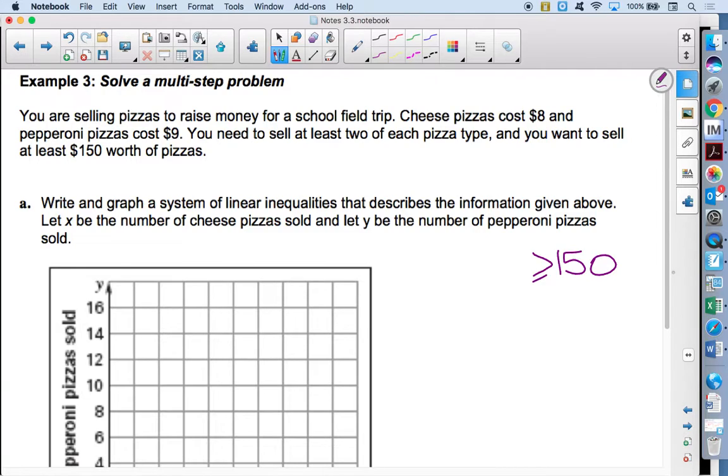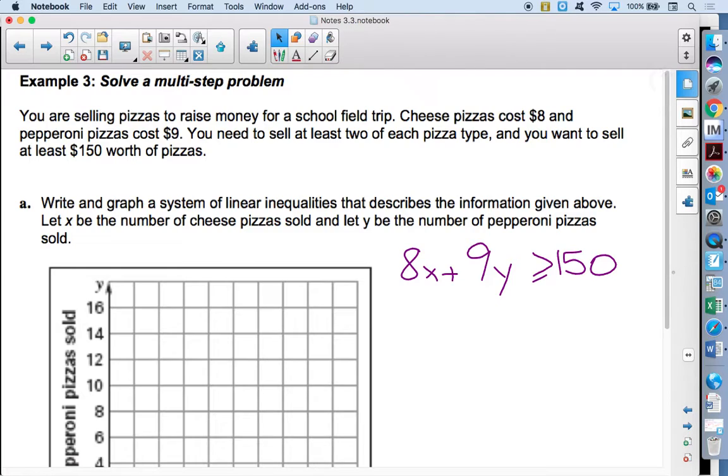How are we going to sell to create the $150? What are we selling to get that money? The pizzas. So how much does the cheese pizza cost? $8. So 8x and $9 for the pepperoni, so 9y. So the pizzas that I sell, cheese and pepperoni, have to be at least $150. It's okay if it's more, but at least $150.